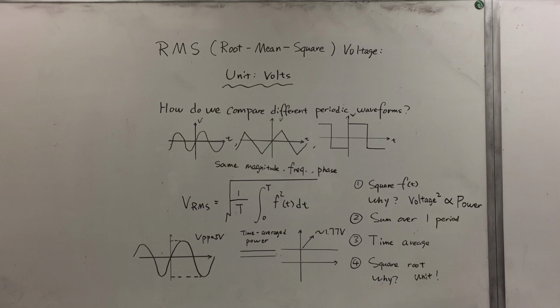So a question for you right now. Are you able to tell me, between square waves, triangular waves, and sine waves, without doing any calculation yet, which one has the largest VRMS value?